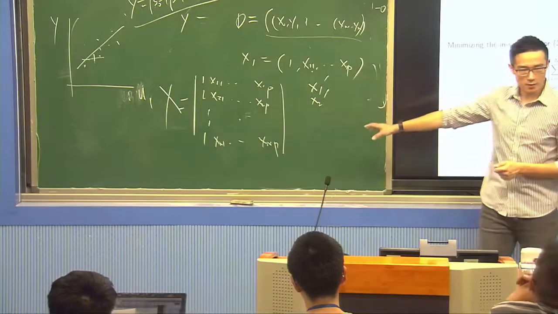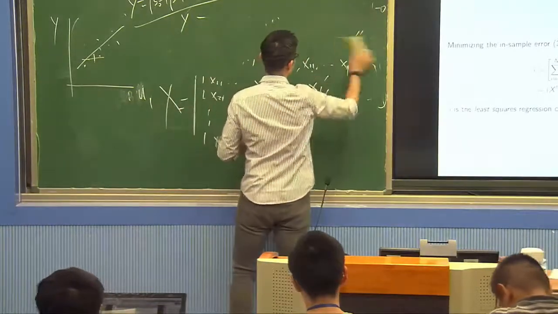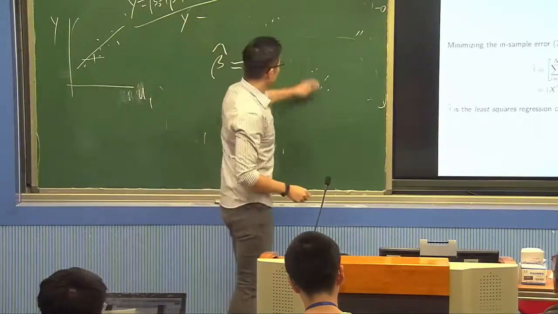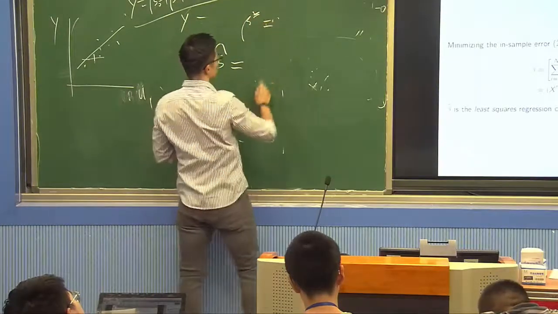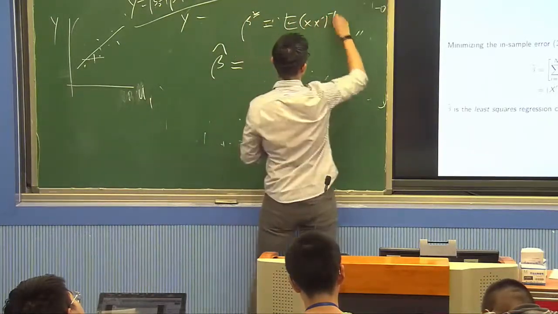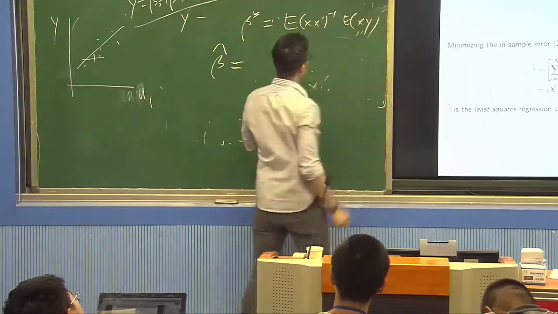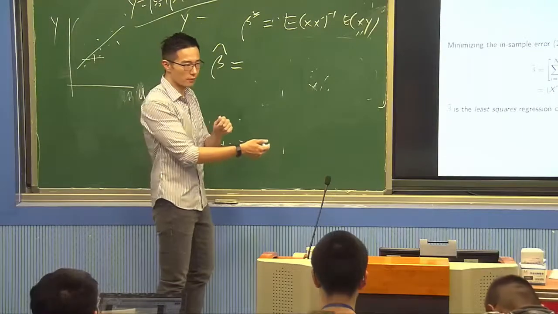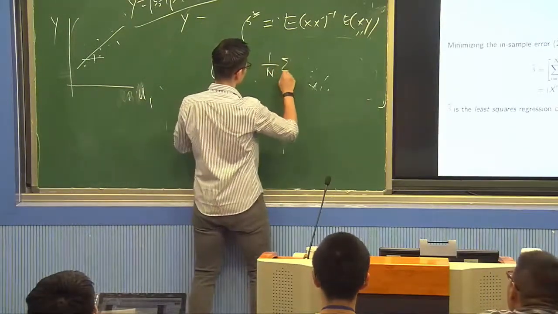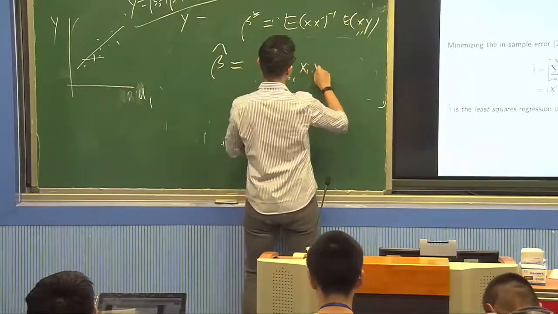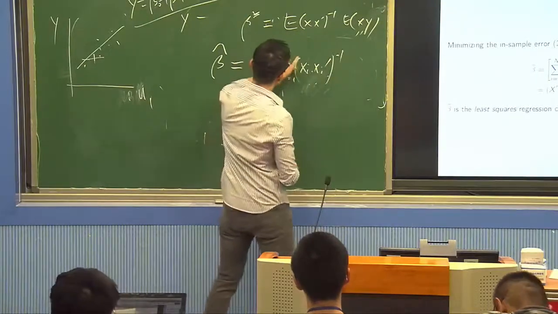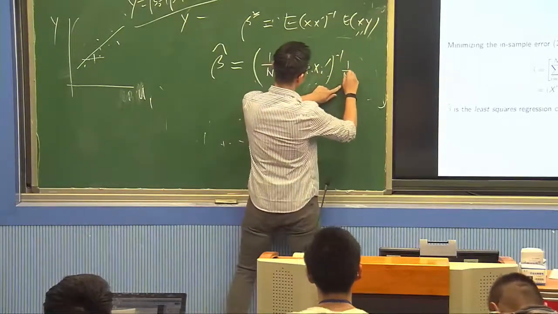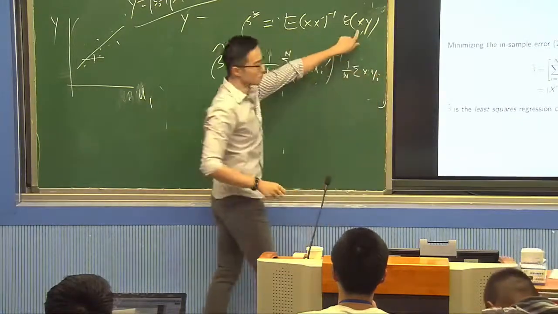Once we write it this way, the in-sample expression of beta star would just be beta hat. Remember, beta star is the expectation of xx prime inverse times the expectation of xy. Now, if we write it as the in-sample version, then the expectation becomes the average. So it becomes 1 over n, summation i to n, of xi xi prime, and then the inverse. And we have 1 over n summation of xi yi as the in-sample expression of the other term.